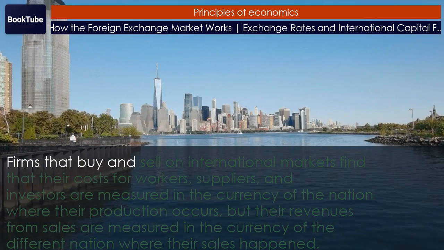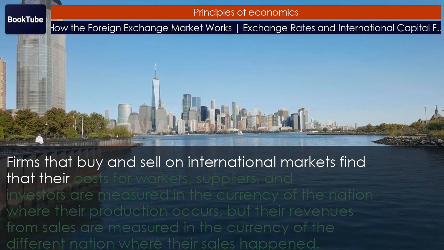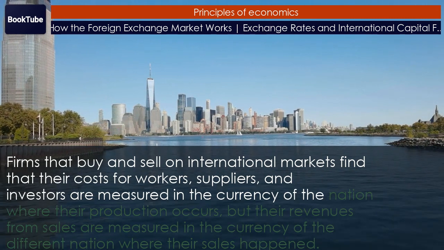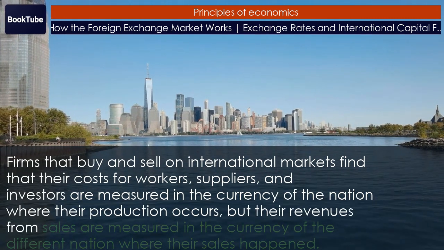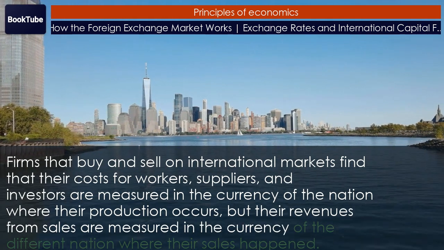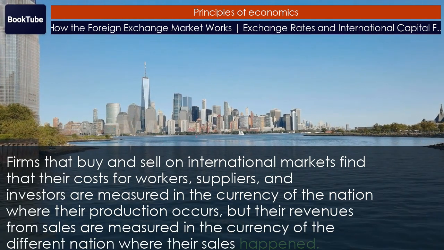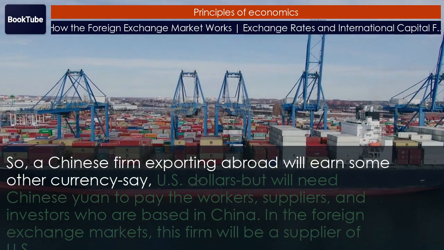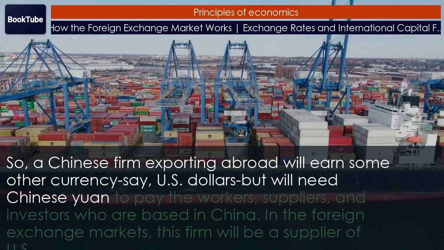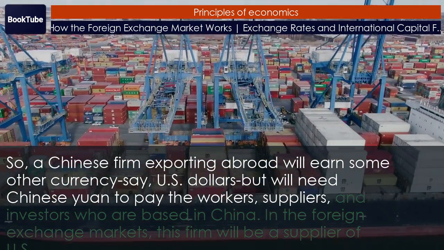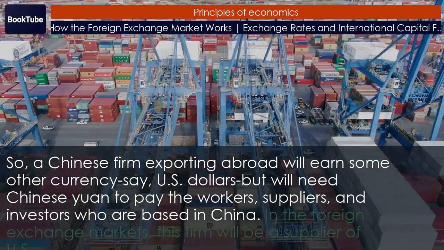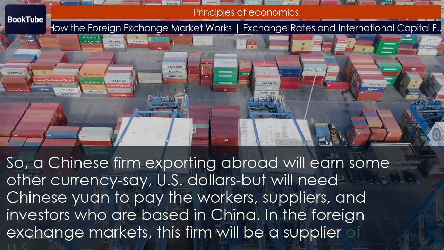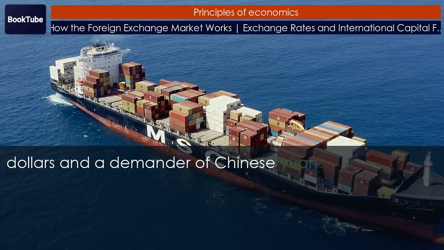Firms that buy and sell on international markets find that their costs for workers, suppliers, and investors are measured in the currency of the nation where their production occurs. But their revenues from sales are measured in the currency of the different nation where their sales happened. So, a Chinese firm exporting abroad will earn some other currency, say US dollars, but will need Chinese yuan to pay the workers, suppliers, and investors who are based in China. In the foreign exchange markets, this firm will be a supplier of US dollars and a demander of Chinese yuan.